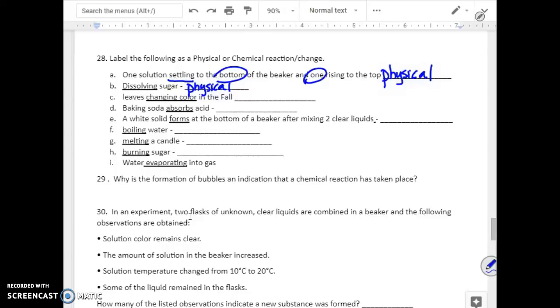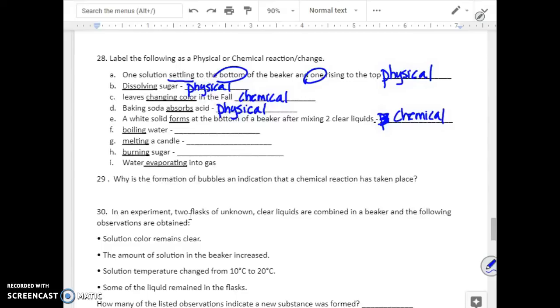Leaves changing color in the fall. Well, that is because they are decomposing, because they're dying. And so that is going to be a chemical change, a color change. Baking soda absorbs acid, absorbs, just like you would absorb water in a paper towel. It's still the same, still water and still a paper towel. So that is a physical change. A white solid forms at the bottom of a beaker after mixing 2 clear liquids. Well, it's forming something, and so that is going to be a precipitate, which is going to be a chemical reaction.